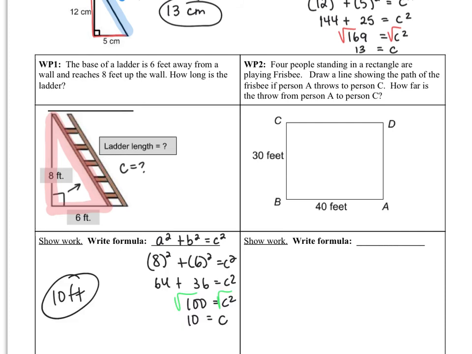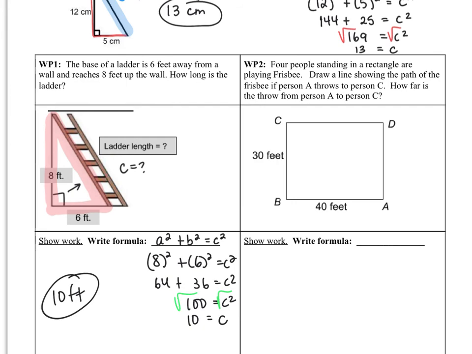So my legs in this case are the sides that are forming the right angle, which are the floor and the wall. So I can replace a with 8, b with 6. 8 squared is 64, 6 squared is 36. All of this would equal c squared. 64 plus 36 is 100. And then to get c squared by itself, I do the inverse, which is to square root.